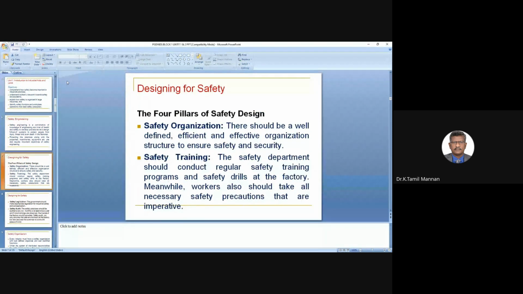So, how do you design the safety? Before implementing industrial safety, we should go for design. If you are manufacturing any product, before that we have to do the design. Similarly here also, before implementing the safety precautions and safety rules and acts, we should design the basics of safety. In the design of safety, there are 4 pillars. One is safety organization and safety training.